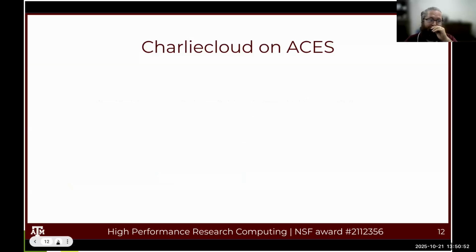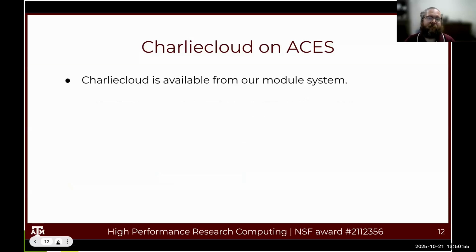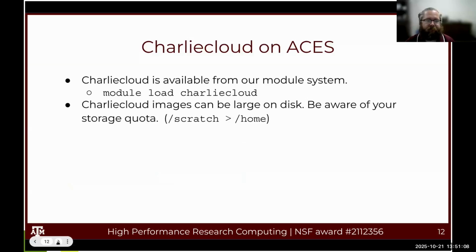So let's talk about Charliecloud on ACES. Charliecloud is available from our module system. Our module system is based on lmod, so you use the module load command. Module load Charliecloud gets you the most recent version of Charliecloud that was installed. Charliecloud images can be large on disk, so we need to be aware of your storage quota. On the ACES, you have a file storage quota, and the two storage locations that are available to you, Scratch and Home. Scratch has a larger quota, so we're going to be putting the images there.